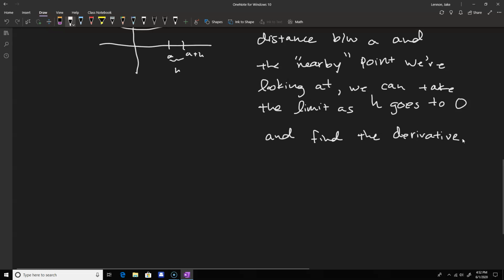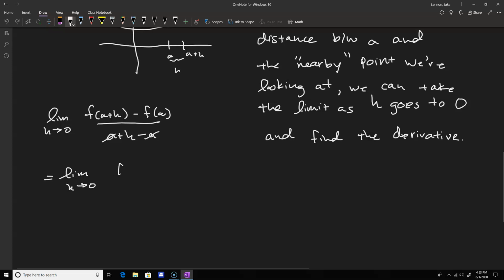So what would that look like? Well, your 2 points are A and A plus h, and the x and the y values would be f of a and f of a plus h. So if you did the limit as h goes to 0, you'd be looking at f of a plus h minus f of a divided by a plus h minus a. So in the denominator, both of those a's will cancel, and we just end up with the limit as h goes to 0 of f of a plus h minus f of a over h. And that's how we define the derivative at a point.